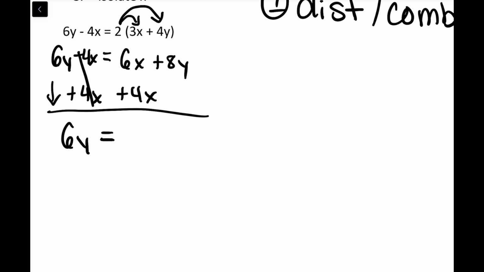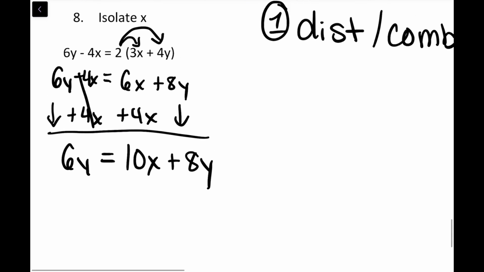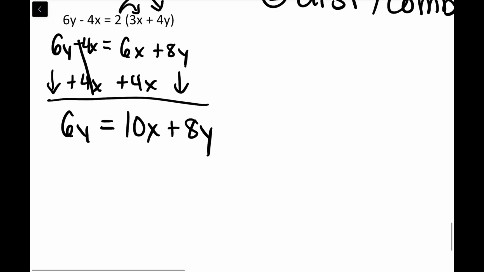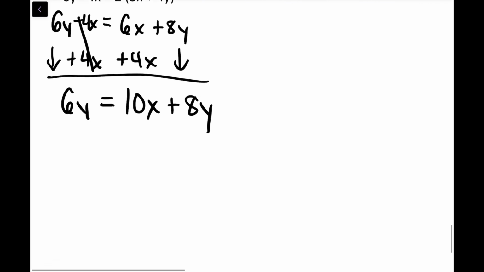So 6y is equal to 6x plus 4x. And these two are like terms because they both have an x. So 6x plus 4x, I just add the numbers and keep the x. So it's going to be 10x. And I'll bring down my 8y. So now I want to get x alone. So this is just like our two-step equations. We just have another variable, but we treat it like it's anything else.